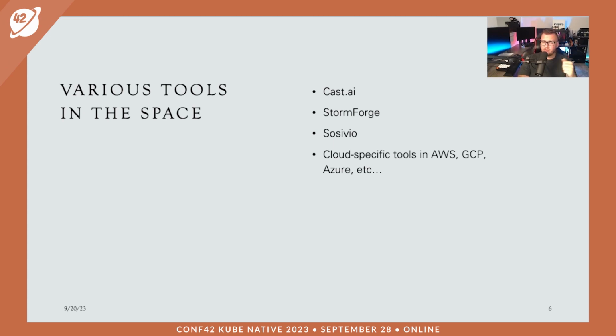All right, so now there are various tools in this space. There's Cast AI for cost optimization, resource optimization. There's StormForge, there's Sosivio. There are even cloud-specific tools in AWS and GCP and Azure for all of this cost and resource optimization. Now, we can't go into every single tool here, but I want to pick out two for you, Sosivio and StormForge, and we're going to see what both look like, because one is more of a managed service, like a SaaS in a sense, and then the other one is you're actually managing it yourself. So let's see how both of those work here, and we'll dive into our Kubernetes cluster.